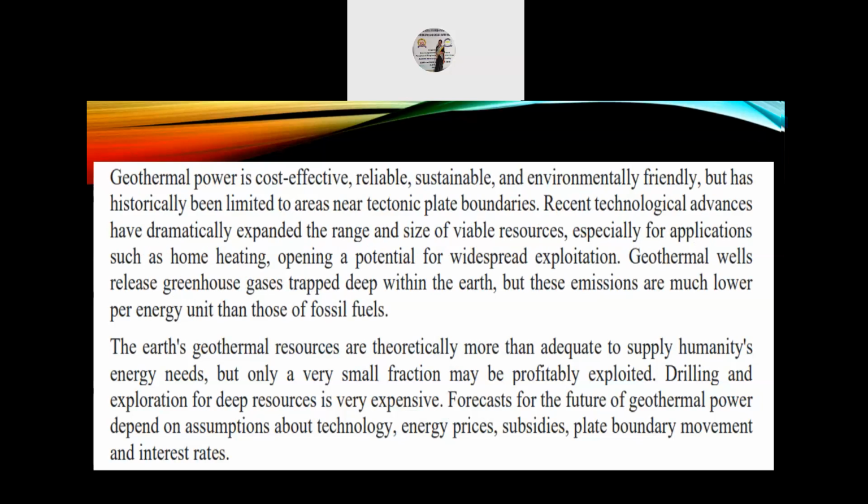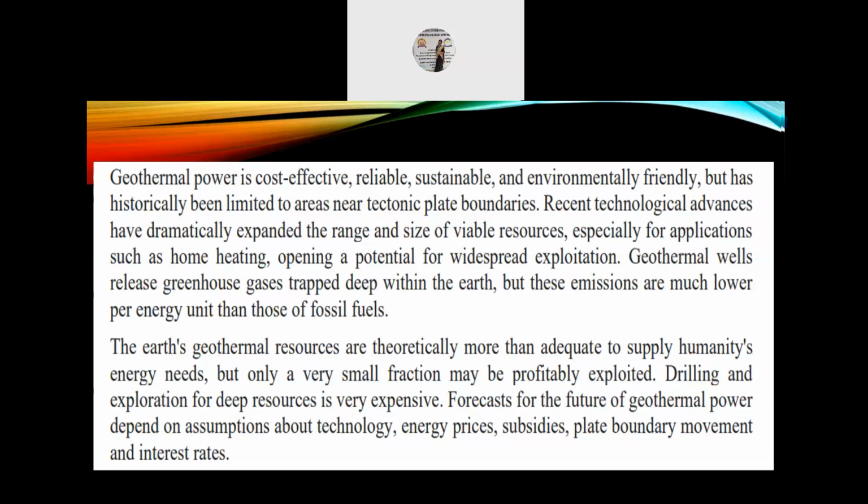Geothermal power is cost-effective, reliable, sustainable, and environmentally friendly, but has historically been limited to areas near tectonic plate boundaries. Recent technological advances have dramatically expanded the range and size of viable resources, especially for applications such as home heating, opening a potential for widespread exploitation.